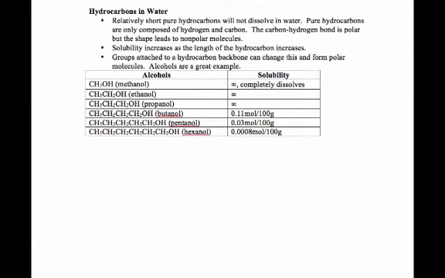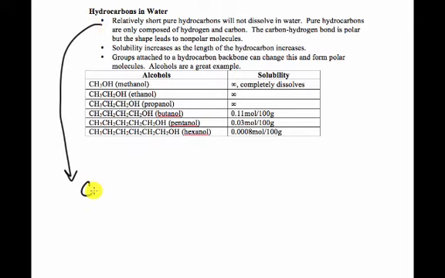All right. Let's move on to hydrocarbons. These tend to be the more difficult ones for students. Don't overthink this one. A lot of students overthink this one. So here we go. First of all, relatively short, pure hydrocarbons do not dissolve in water. I'm going to draw those down here. Don't look at this chart yet.